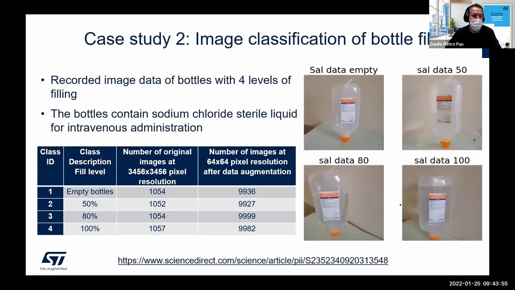Now, let's go to another case study. I want to classify the filling level of these bottles, which store some sodium chloride sterile liquid, because this is submitted for intravenous administration, and I would like to avoid that the nurse goes every time to check what is the filling level. This is monitored by a camera, and the camera is able to understand what is the fill level by itself.